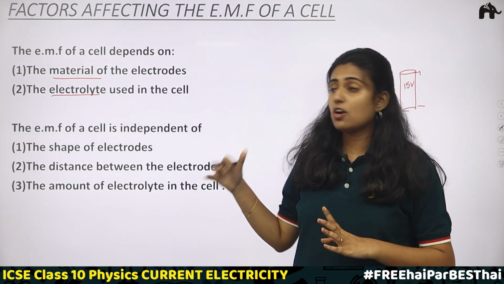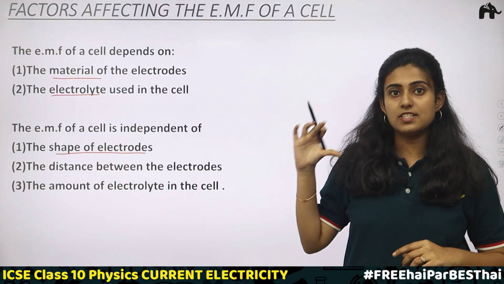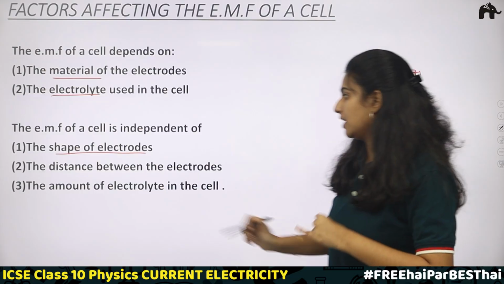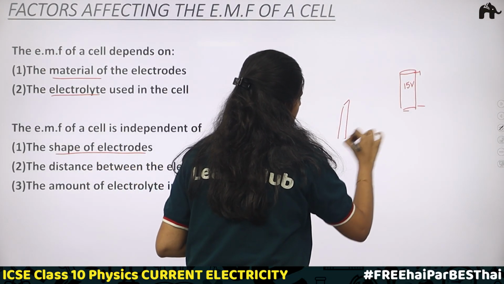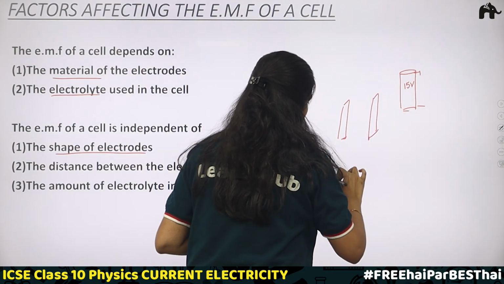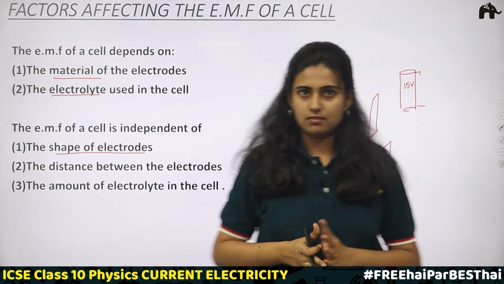Now what are the factors on which it doesn't depend? One is the shape of the electrodes. What shape electrodes are used? It doesn't depend on that. Next is the distance between the electrodes. If two electrodes are placed in this manner, and you increase the distance between these electrodes, there is no change happening. It will be the same.